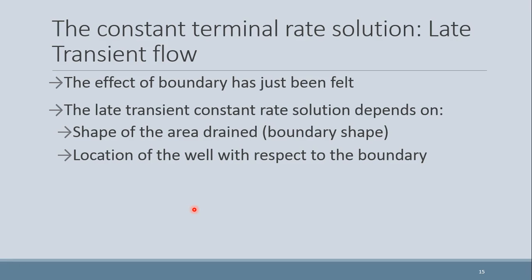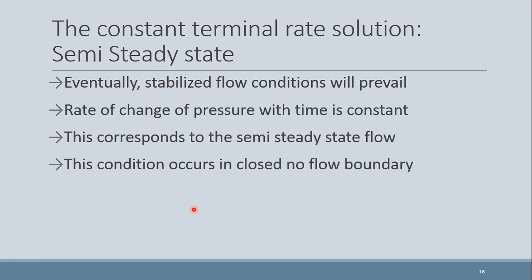That is why the late transient flow exists between the time when one of the closest boundaries is reached, which would be in one of the directions, and the time when the farthest boundary is reached, which would be a later time. Until that time, late transient flow exists. Then after late transient flow, once the boundaries in all directions have been reached, the stabilized well flow conditions will prevail.